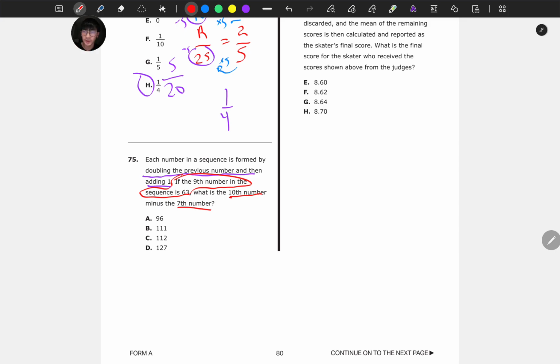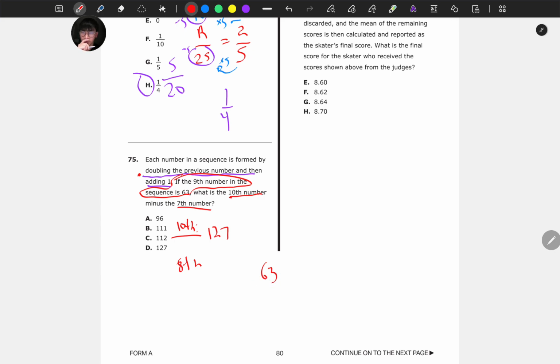Well, we know the ninth. The ninth is 63, and we have the formula in purple that tells us how to get the next one, and we can also find the previous one this way. Doubling the previous number and then adding 1. So if we make the ninth the previous number, if we double that, that's going to be 126 plus 1, which is 127. So that's the 10th number, because I'm applying this formula. And then to find the 8th number, so this is the 10th, and then the 8th number, I use the ninth, which is 63.